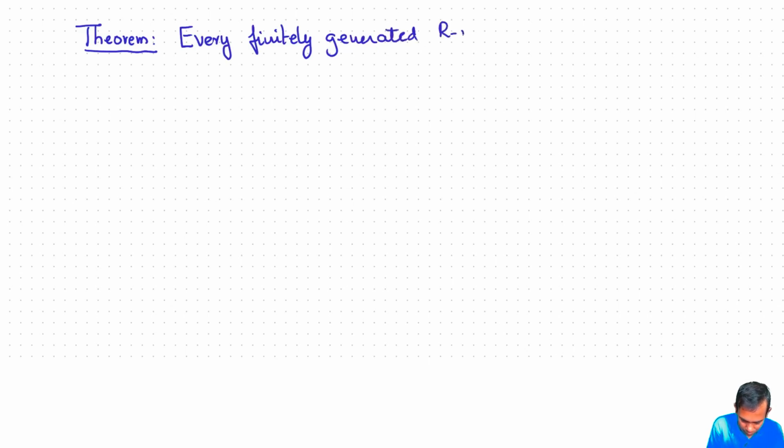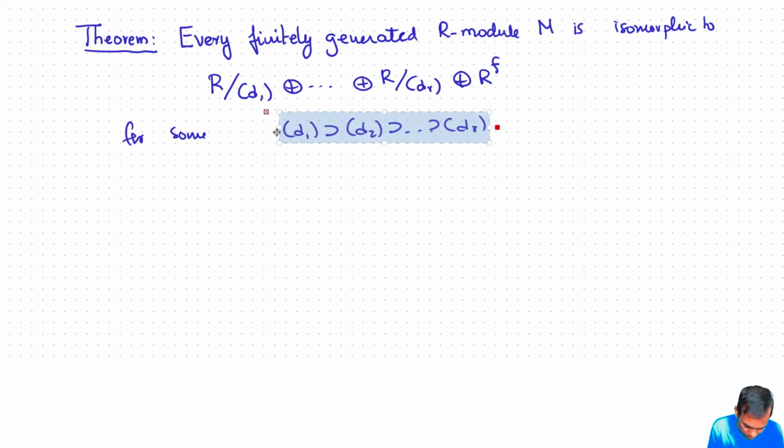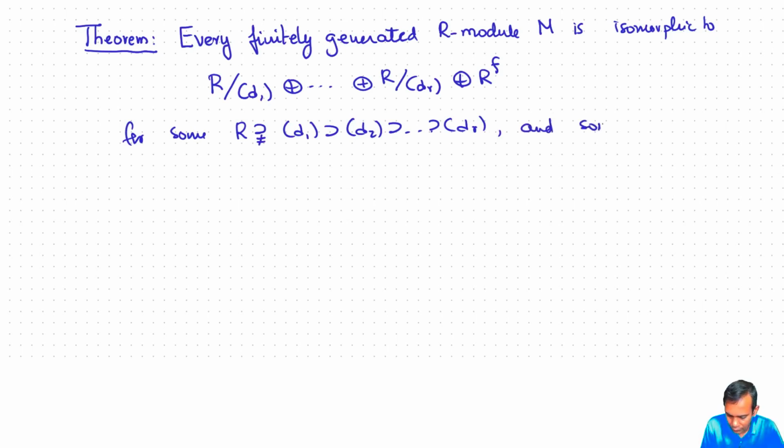Let me write down the statement clearly. Every finitely generated R module M is isomorphic to R mod d1 plus ... plus R mod dr plus R to the power f, for some d1 contained in d2 contained in ... contained in dr, and in fact we assume that d1 is not equal to R, and some non-negative integer f.